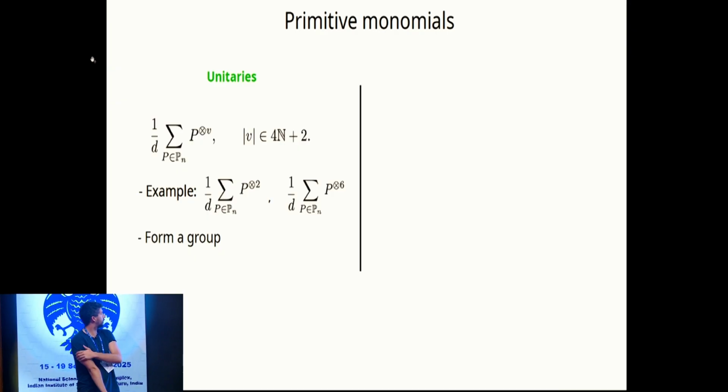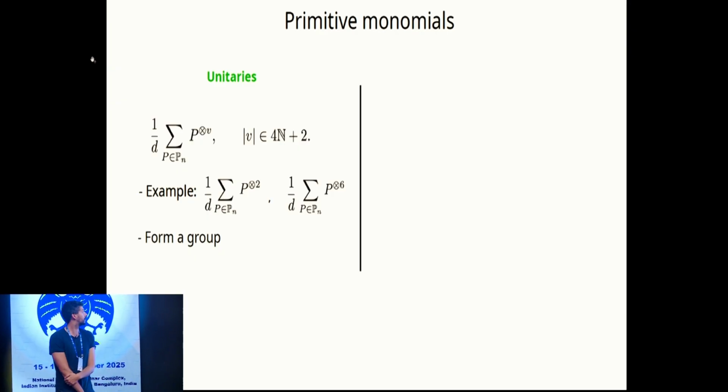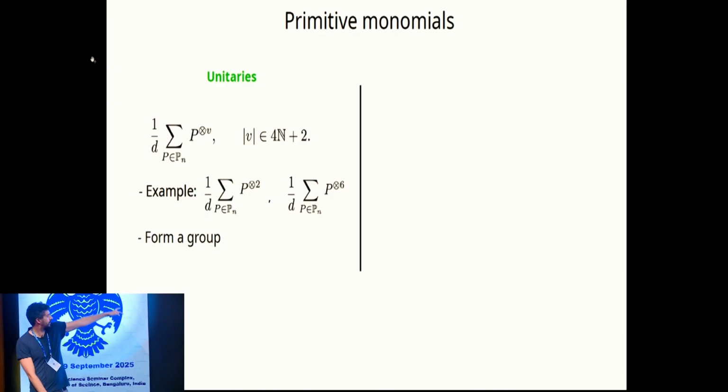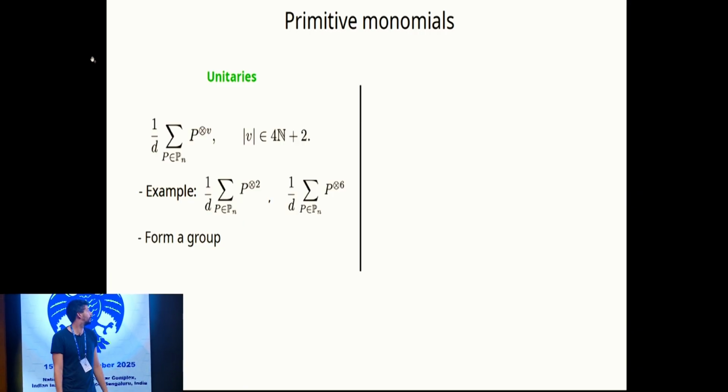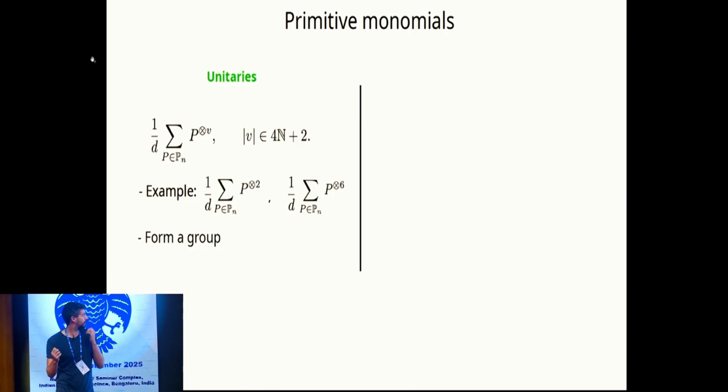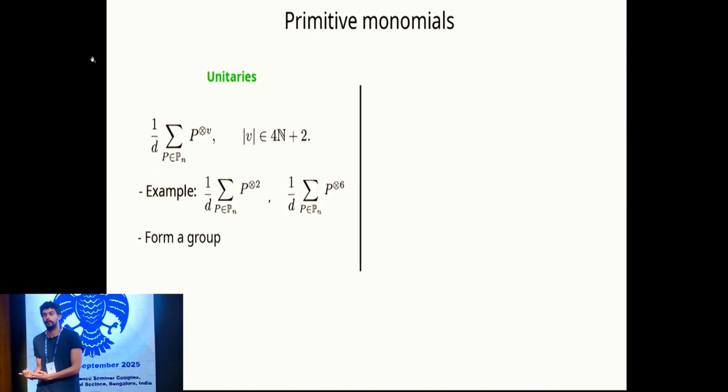So maybe some relevant terms. We have already seen these sums over P tensor v. We call those primitive monomials if they only have one Pauli. And if the Hamming weight of these tensor powers is 2 mod 4, then we actually have unitaries. So these are unitary elements in a similar way as the swaps are.